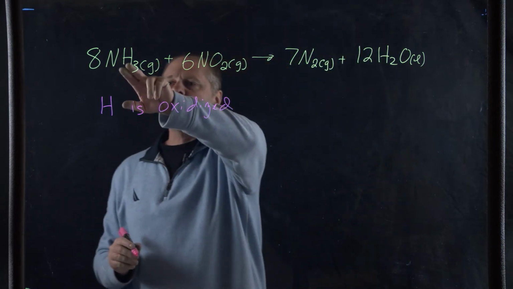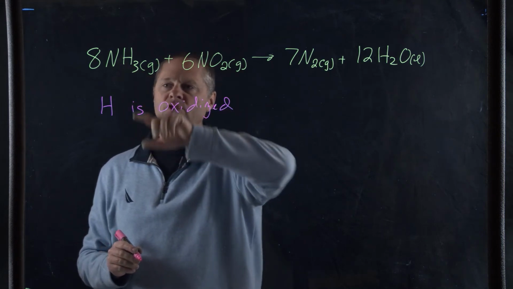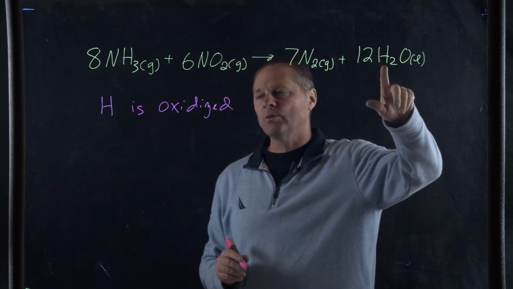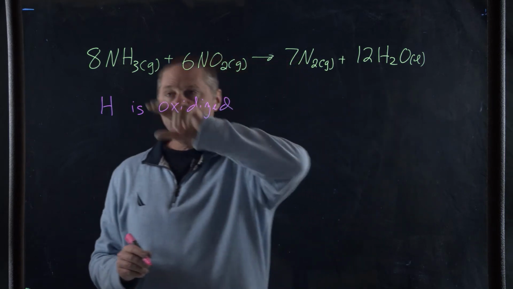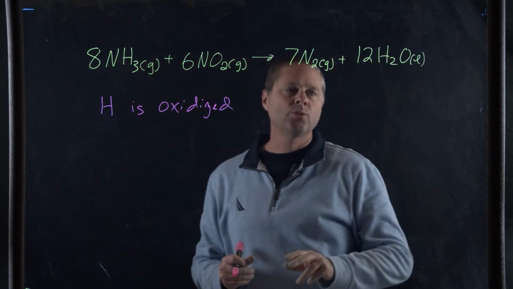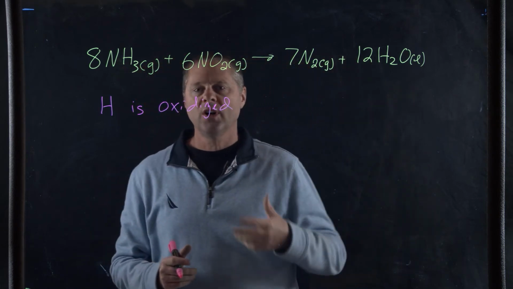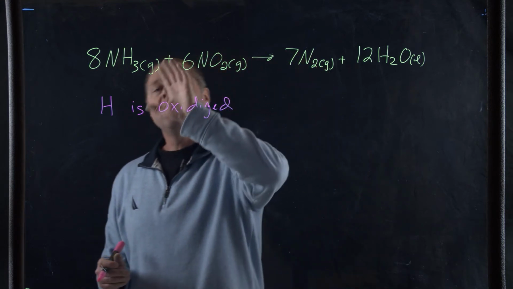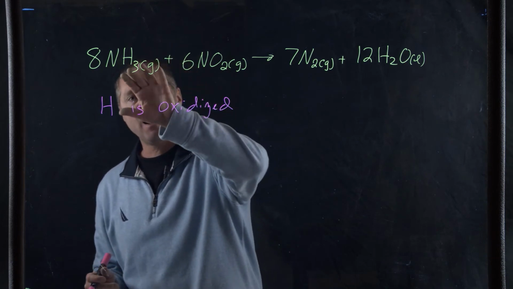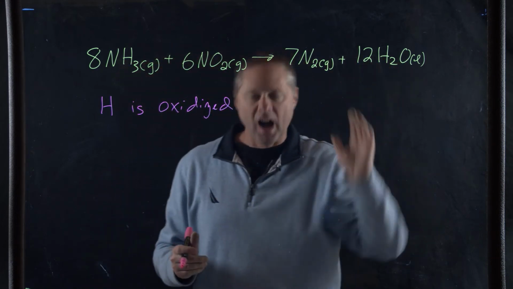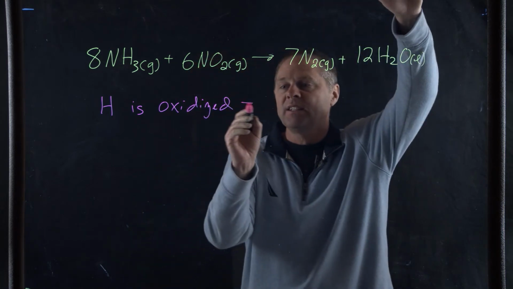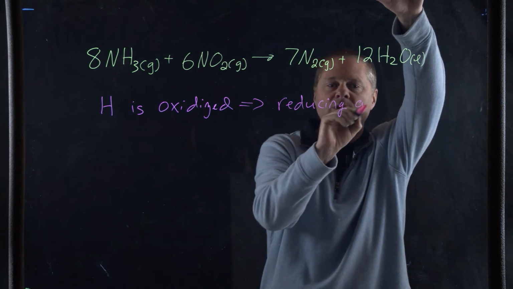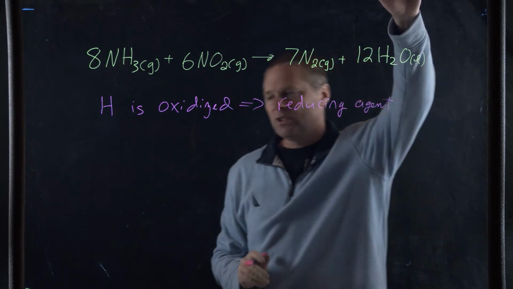It's a little strange, but here the hydrogen is going to have a -1 charge, and over here the hydrogen is going to have a +1 charge. In order to go from -1 to +1, it has to lose electrons to become more positive, and so it's going to be oxidized. Another way of looking at that is that it is oxidized because it is gaining oxygens. Since it is oxidized, it is the reducing agent.